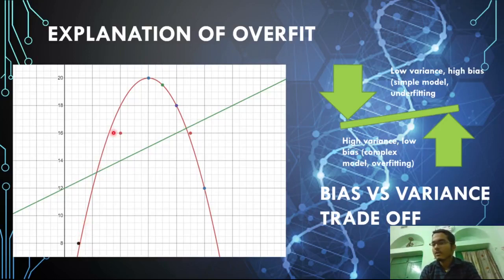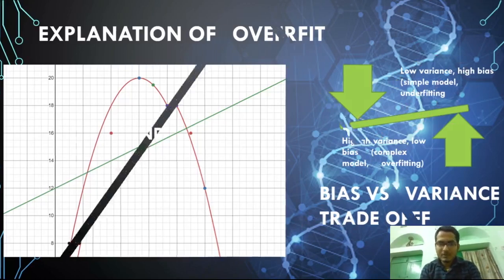So we see when there is a low variance, I told this in the mathematics portion also, there will be high bias, a simple model, underfitting, and when there is a high variance, there will be low bias, a complex model, overfitting. Bias versus variance trade-off, I told how the graph of this looks in my maths class. So yeah, that's all from this video.